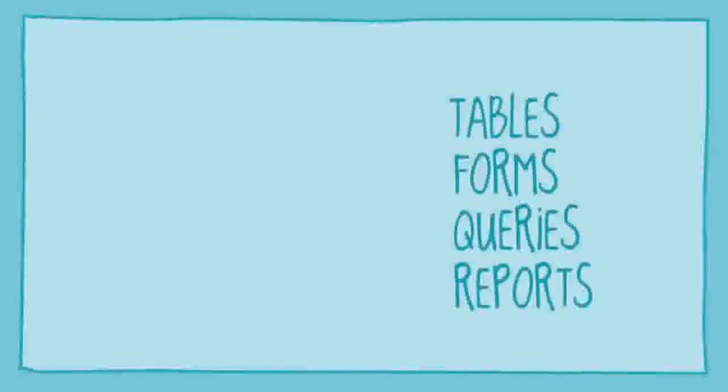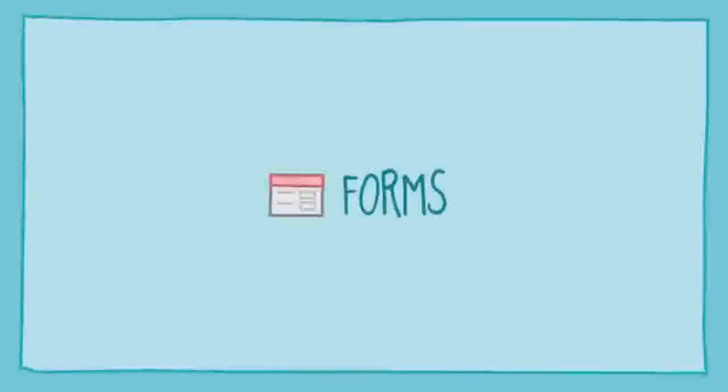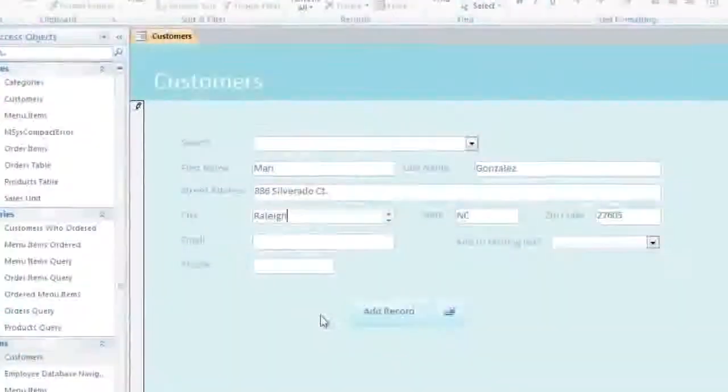While tables are responsible for storing all this data, the other 3 objects, forms, queries, and reports, let you work with it. Forms are used for entering, modifying, and viewing records. Ever had to fill out a form while visiting the doctor's office or applying for a job? Forms are used so often because they're an easy way to guide people into entering data correctly.